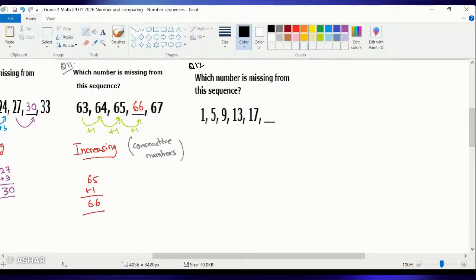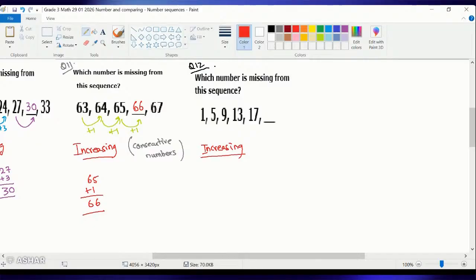Okay, next question. We are done with the sequence till 66, right? So the next question says which number is missing from this given sequence? This is increasing again. But can I say that these numbers are consecutive numbers in question number 12? Can we say that the numbers in question number 12 are consecutive numbers?